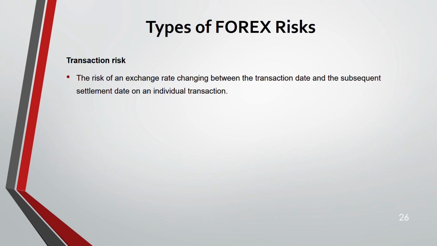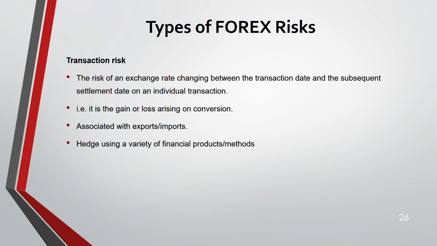This risk happens when your exchange rate changes from the transaction date till the settlement date. You might have a gain, you might have a loss, depending on the exchange rate, whether it is going in your favor or against you. And this is associated with imports and exports. You should do some type of transactions internationally for this risk to happen, otherwise it will not happen. If you are not having any exports and imports, you are not going to have this transaction risk at all. This is the risk that we are going to hedge in the next two lectures. This type of risk you can hedge using a variety of financial products: futures, options, swaps, all those things.